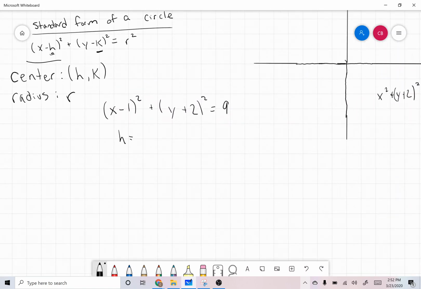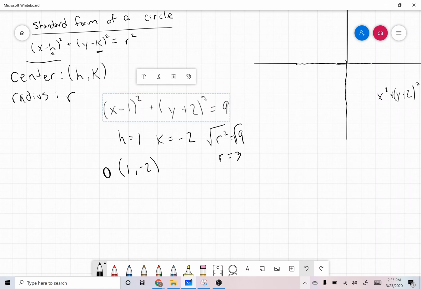H here. Sorry, I'm working without talking. So obviously, if we look here, h and k, h is 1. It's the opposite of negative 1, and then k is negative 2. And r squared is equal to 9. Square root, r is equal to 3. Okay, so we've got 1, negative 2 as our center.